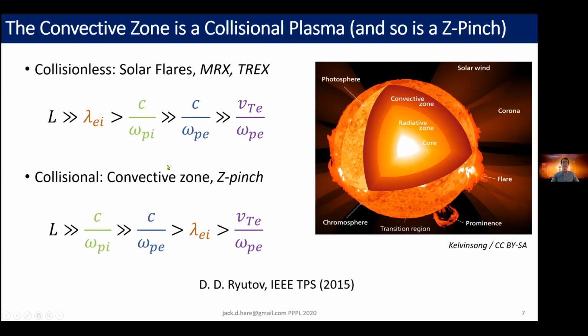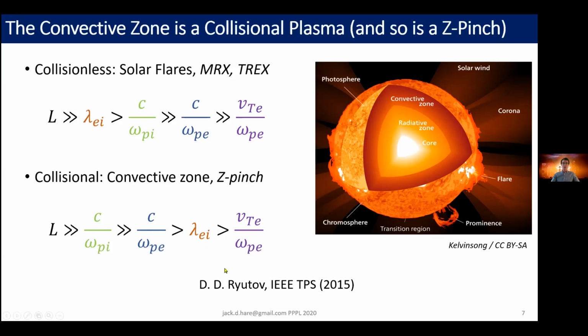And one of these is the convective zone. Now, the convective zone is just a bit down from the photosphere and the chromosphere, but it's surprisingly difficult to study because it's opaque. We can't really use our remote sensing techniques anymore. But what we do know about the convective zone is that it's a highly collisional plasma. This means that the mean free path is now smaller than both the electron and ion skin depths. We can really treat this plasma as a fluid, a magnetohydrodynamic system.